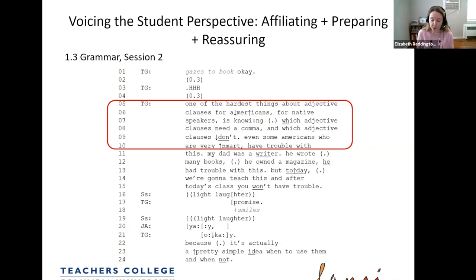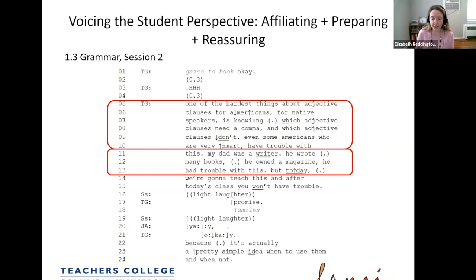And in fact, the teacher goes on to provide evidence of the difficulty experienced by native speakers in lines 11 to 13, giving the example of his father, a writer and a magazine owner, who nevertheless had trouble with this topic. So by anticipating, and in this case, elaborating on the difficulty that students might experience with the topic, the teacher legitimizes that difficulty and affiliates with the students while also preparing them for the challenge ahead.